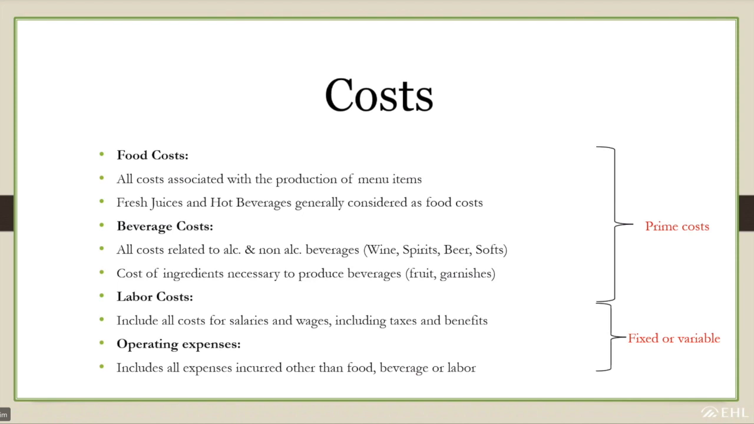So food costs and beverage costs are prime costs, and labor costs and operating expenses are everything fixed or variable. As we said, labor cost can be either fixed or variable depending on how many fixed staff you have and how many staff you need for, let's say, a special event that you have to hire hourly. And operating expenses as well, fixed or variable, depending on what type you're looking at.